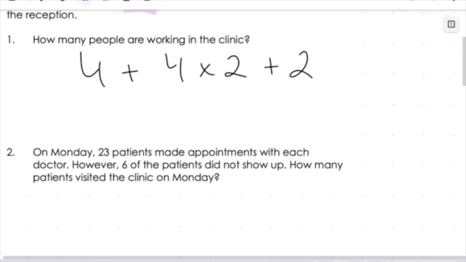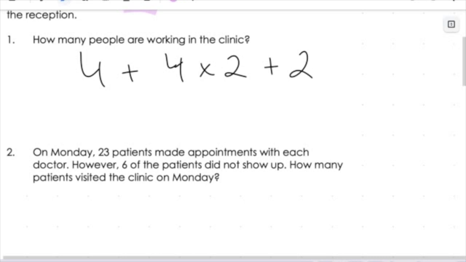So when we have these types of questions, we need to consult our order of operations. Now, we've talked about this in a previous video, so I'm going to assume everyone that's here has watched that. If you haven't, please do. But we are going to do our multiplication first.